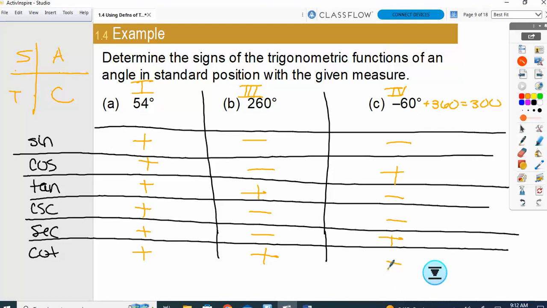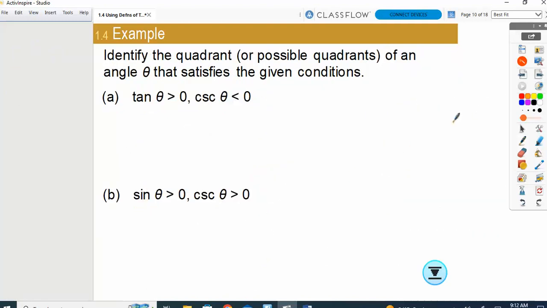So if I gave you a trig function and a quadrant, could you tell me if it's positive or negative? Okay, it's another skill we will use daily as we go through this semester. All right, so using that, I want to see if we can figure out what quadrant we would be in for each of these things. Take a second and look at it yourself.